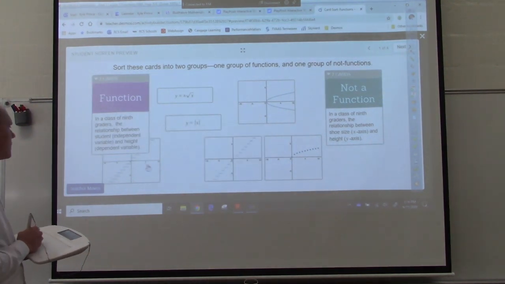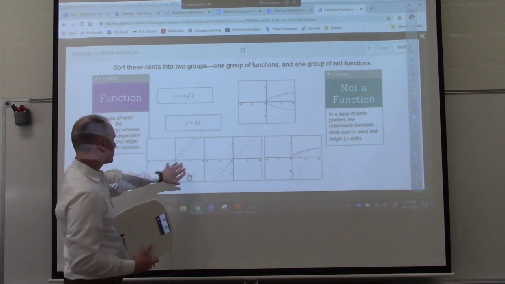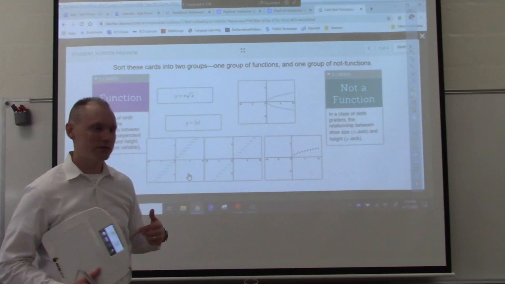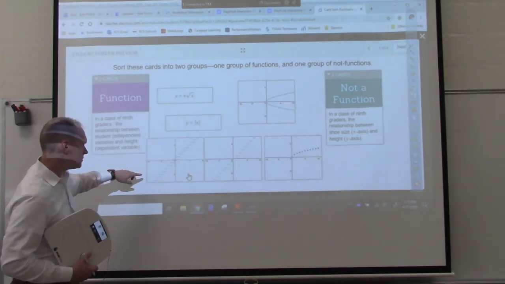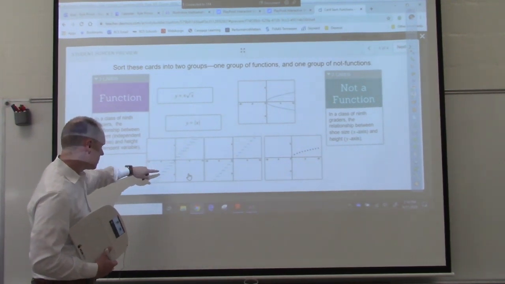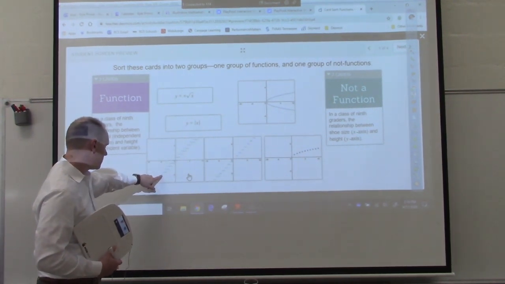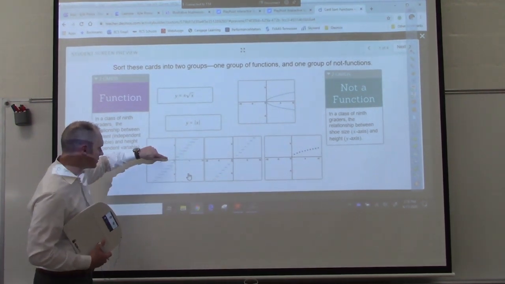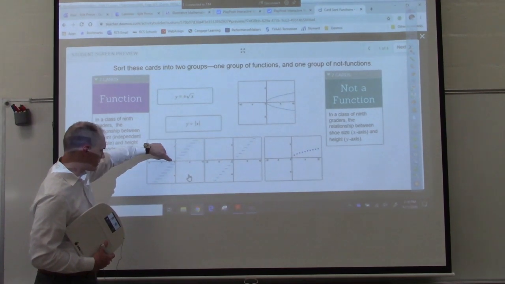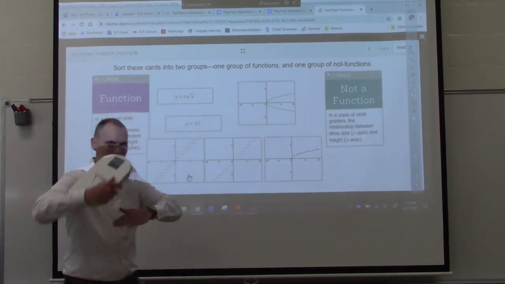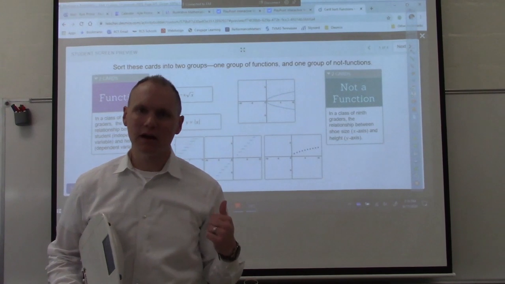Okay, let's move on. Let's compare these two graphs right here. These are what we call step functions. Remember that from a couple of sessions ago. Does this one pass the vertical line test? Does every input have exactly one output? Well, let's look at negative 1, for example. I have an output here, 0, but I also have an output down here. Because they overlap, this is not a function.